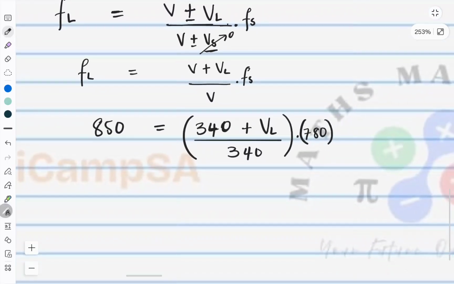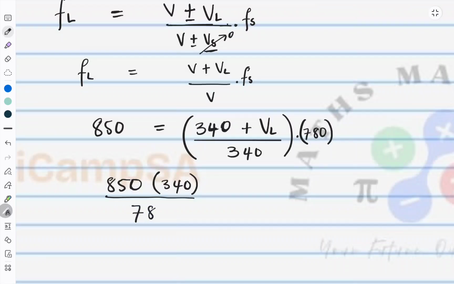Now from here, it's just simply mathematics. So you can say 850, just as a shortcut, times 340. This is cross multiplying now. And then you can divide this by 780. And then you can subtract 340. I just did all these steps in one step. Then this will give you your VL.